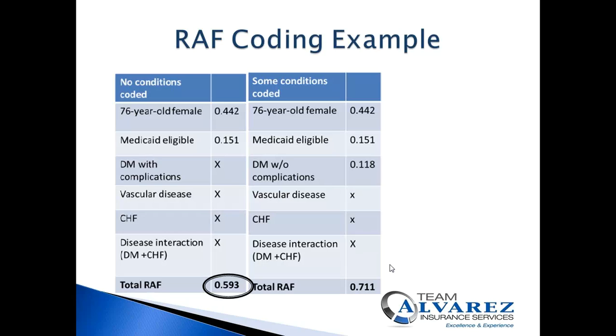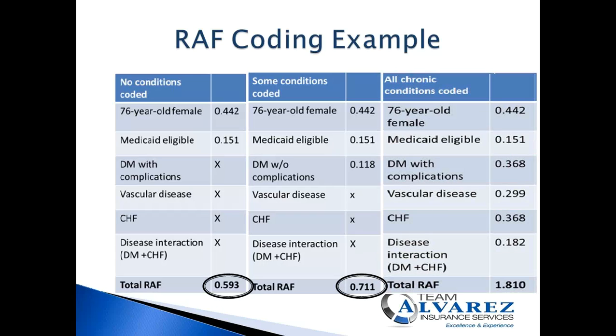which is wrong because, as you can see, the following items after that, there are additional complications there. But that equates to a 0.711 RAF score. Okay. Now, here is an example of all the chronic conditions coded. And if you notice the weight of each individual item that's coded, as it adds up, that leaves a total of 1.810 for the total RAF score.